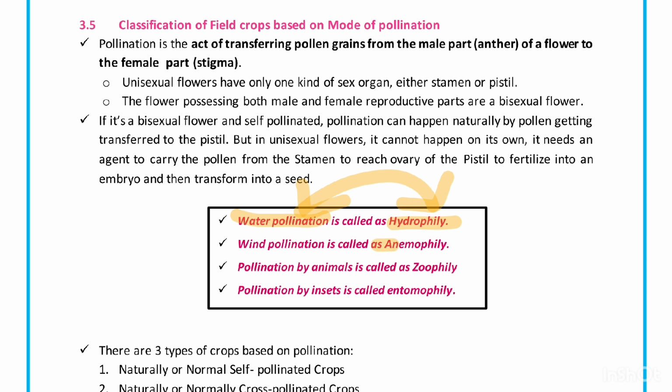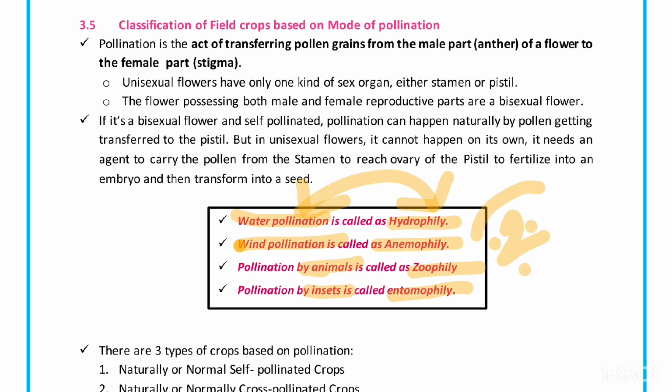Next is anemophily. Students, anemophily means, anemo means wind, phily means liking. Wind pollination, that is pollination happening through wind. Next is zoophily. When an animal is contributing towards the pollination, that is called zoophily. Then the pollination happening through insects is called entomophily. Entomo means insects. So the pollination happening through insects is called entomophily. These are all important for your examination.